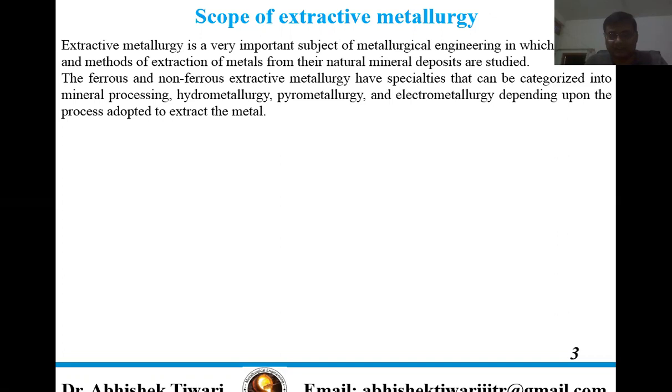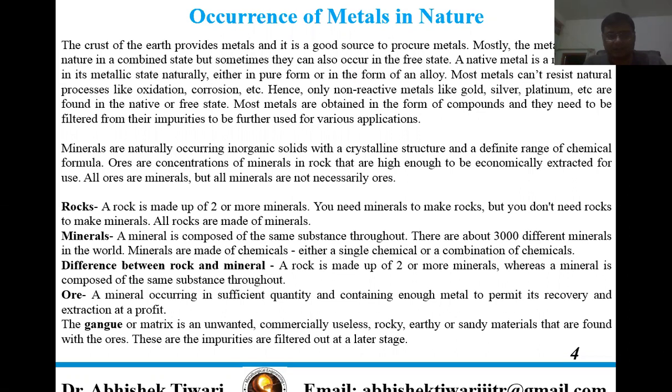So, occurrence of metals in nature. The crust of the earth is a good source of metals. Mostly the metals occur in nature in a combined state, but sometimes they can also occur in free state. A native metal is a metal found in its metallic state naturally, either in pure form or in the form of an alloy. Most metals can't resist natural processes like oxidation, corrosion, etc. Hence, only non-reactive metals like gold, silver, platinum, etc. are found in the native or free state. Most metals are obtained in the form of compounds and they need to be filtered from their impurities to be further used for various applications.